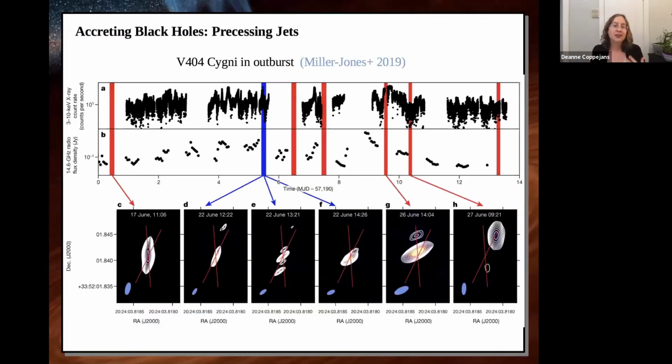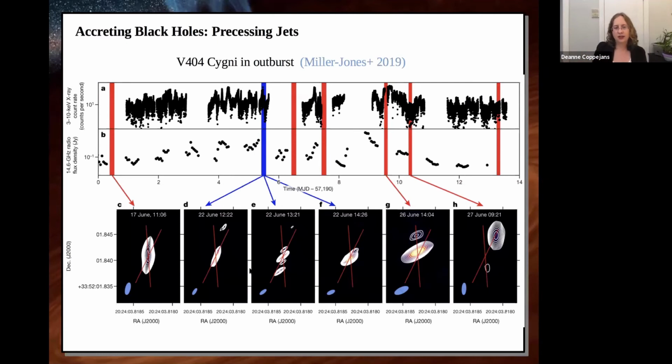So Miller-Jones et al. 2019 looked at this in detail through X-ray and radio observations of the accreting black hole V404 Cygni in outburst. And they found something really interesting. If you look at the bottom panels, this is high resolution radio observations, and at the center of the cross is the core of the jet. And this sequence of images shows it moving into the soft state.